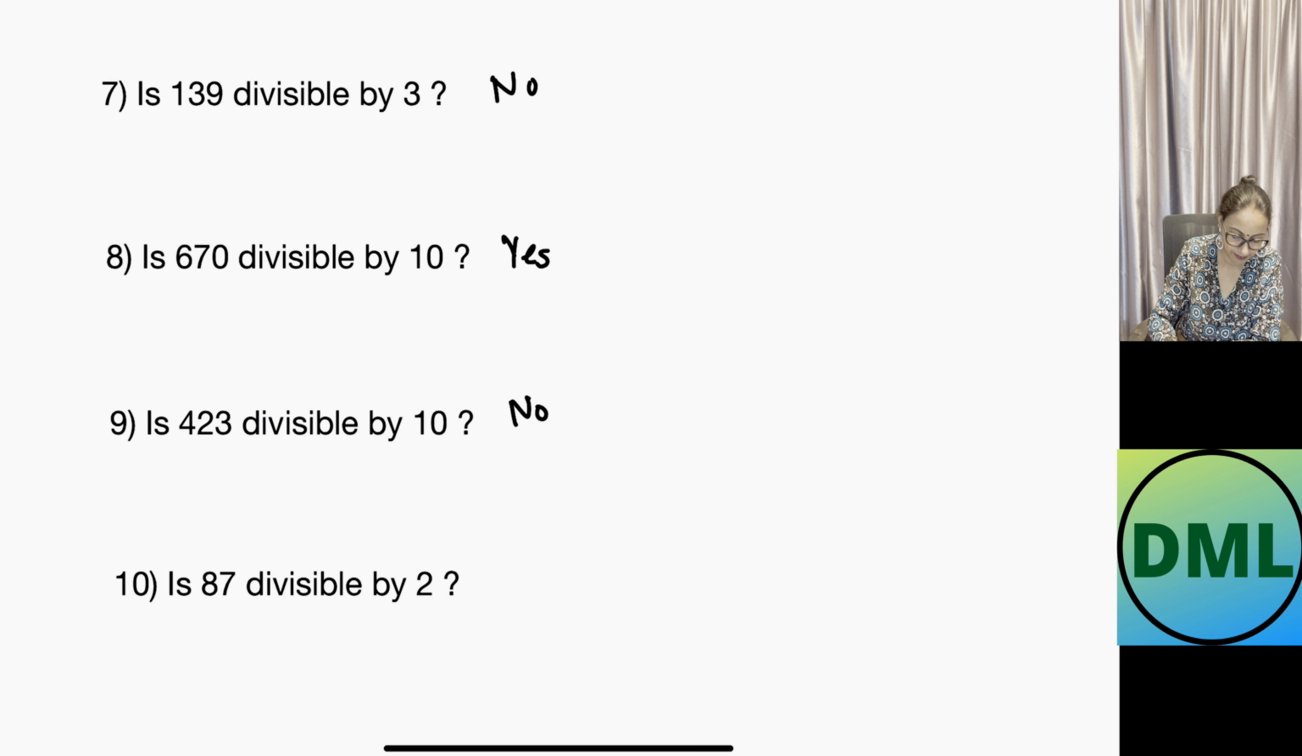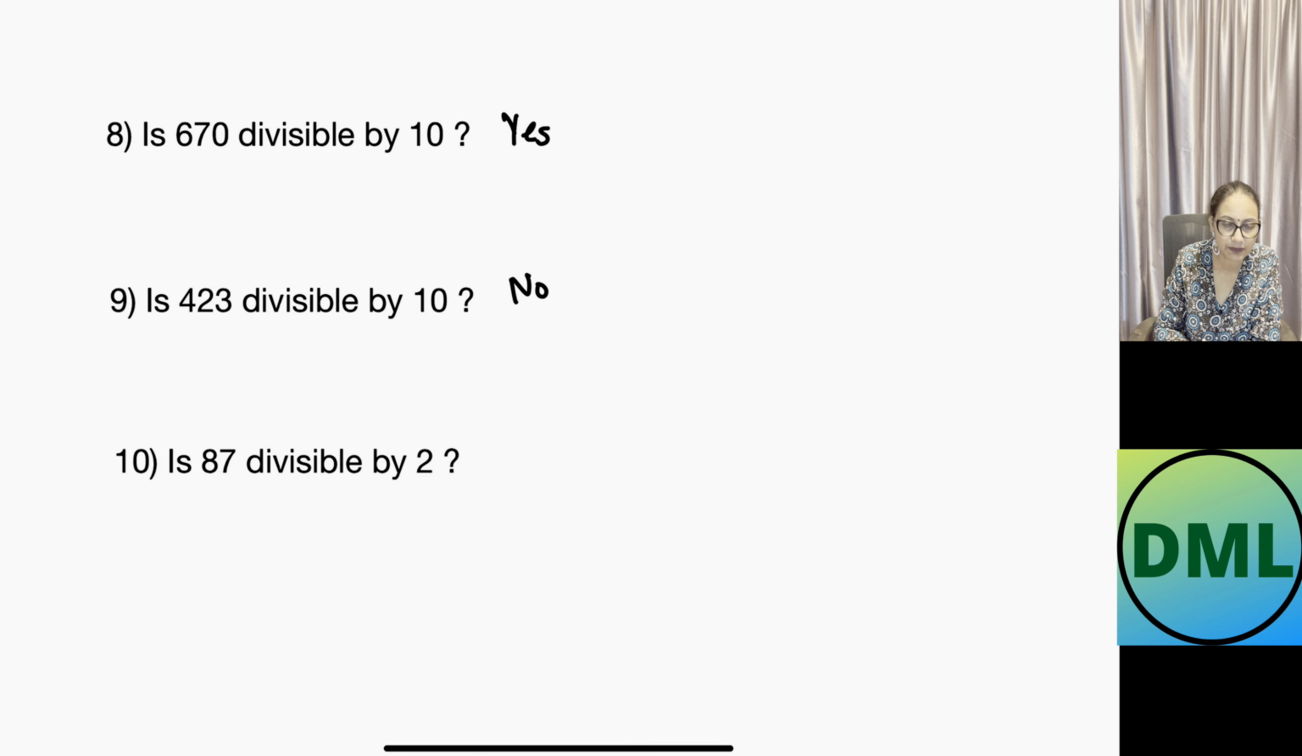Let's see the next example here. Is 87 divisible by 2? Let's see the last digit, which is at the ones place. Ones place is 7, which is an odd number. An odd number is not divisible by 2. So my answer here is no.